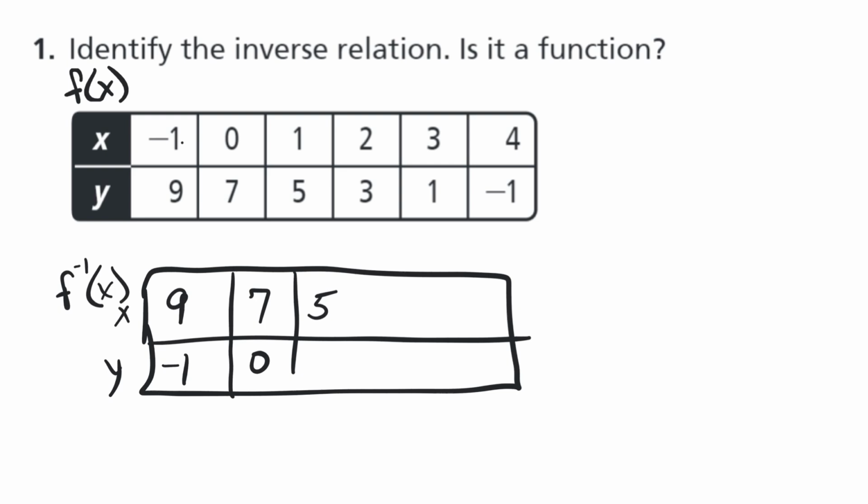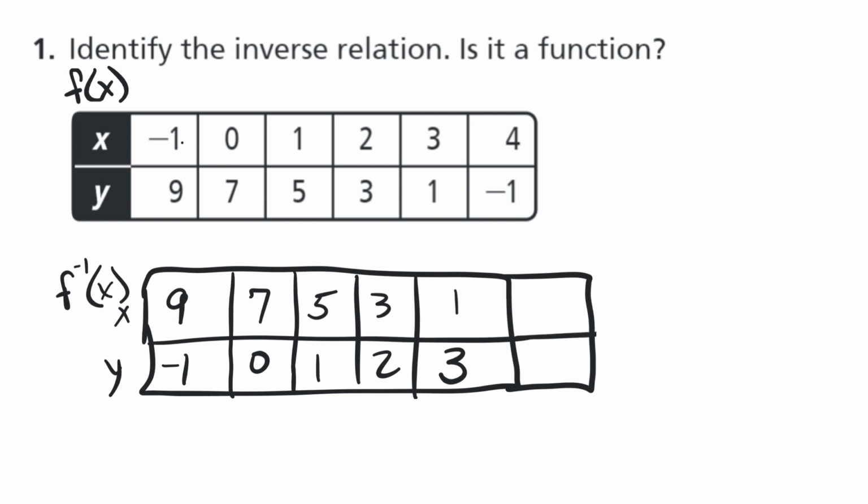1, 5 would be 5, 1. 2, 3 will be 3, 2. 3, 1 will be 1, 3. Give ourselves a little more space here. 4, negative 1 would be negative 1, 4. So that's how we find inverse functions.